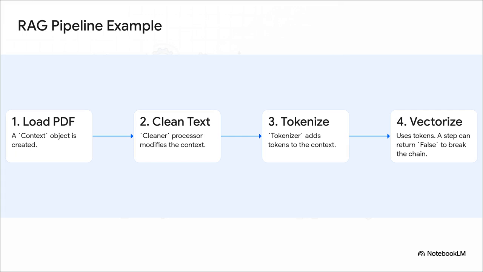We create a context object and put the raw PDF text in it. The first processor, our cleaner, modifies that text attribute in place. Next, the tokenizer reads that clean text and adds a new attribute to the context called tokens. Each step is atomic and totally independent. And here's a key feature. Any processor in the chain can just return false to immediately stop the entire pipeline. This is absolutely essential for things like validation and error handling.